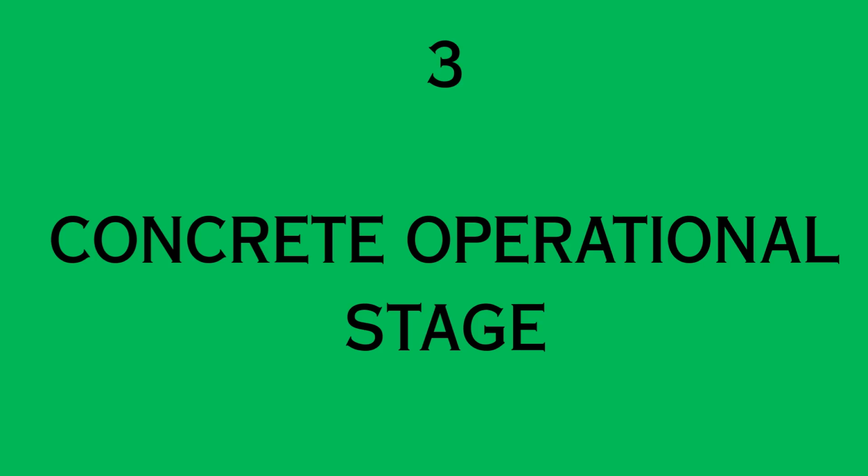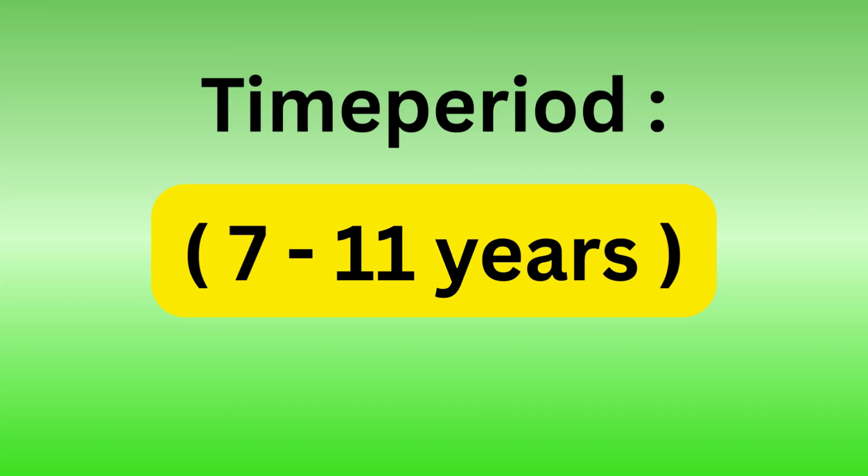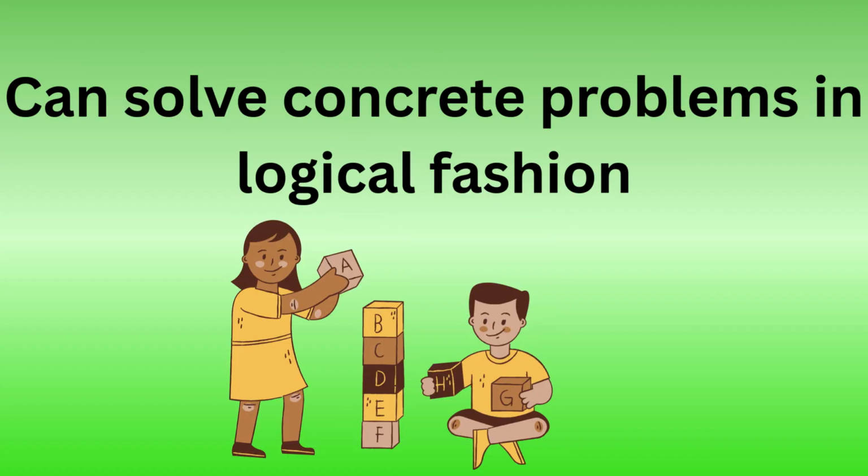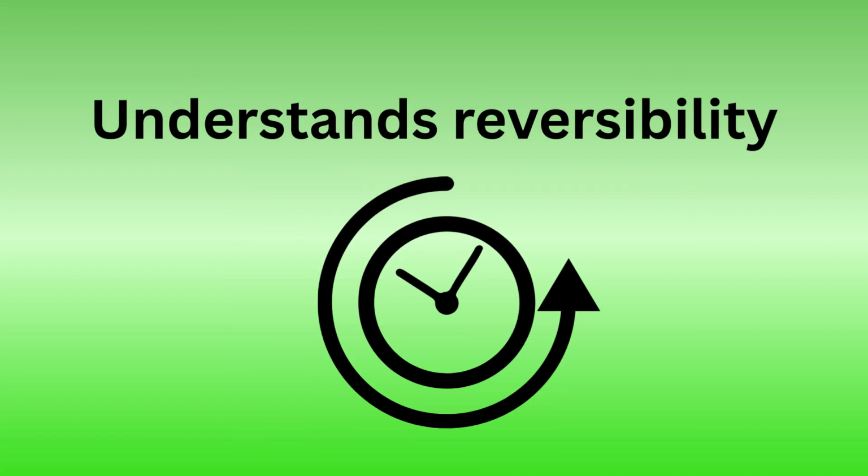And the third stage is the concrete operational stage. This stage happens from 7 years of age to 11 years of age. Remember all these ages and one sentence from this stage that is very important: children gain logical thought process in this stage. So logical thinking starts from the third stage only. They can also solve concrete problems in a logical fashion, for example arranging boxes, solving puzzles, or doing simple maths.